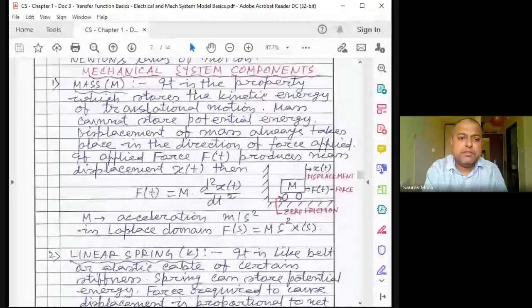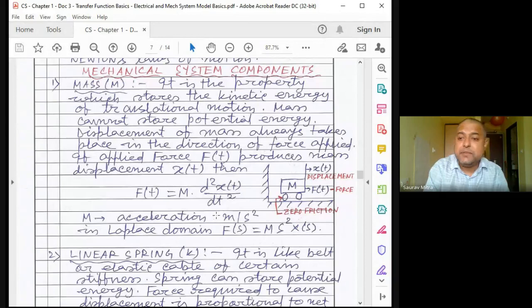Here, this force is small f because it's a continuous domain parameter. We can find its Laplace transform, and then we represent it as capital F(s). As written here, F(s) is equal to m s square. Where does this s square come from? Because d2x(t)/dt2 is acceleration, and force is equal to mass into acceleration.